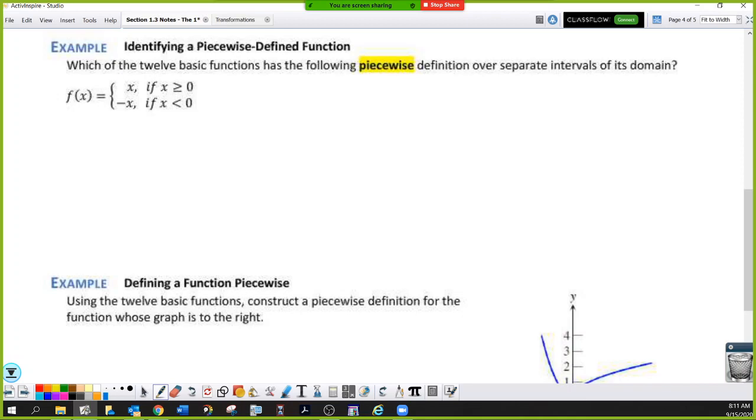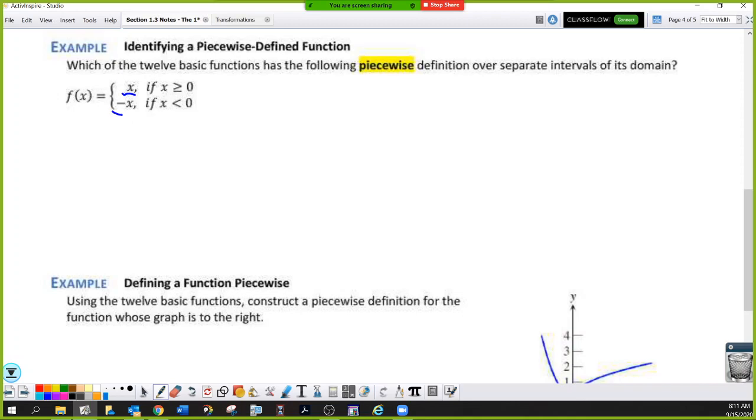It says, which of the 12 basic functions does this piecewise function model? The function looks like y equals x when x is greater than or equal to 0, but the function looks like negative x when x is smaller than 0.